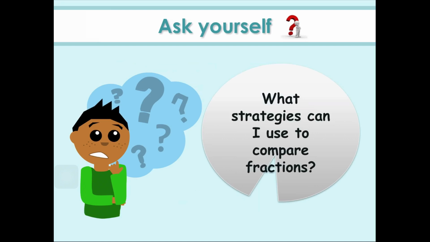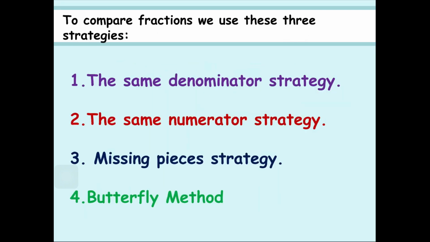So we need to ask ourselves, what strategies can I use to compare fractions? All right, to compare fractions, we have 4 different strategies. Number 1 is the same denominator strategy. Number 2 is the same numerator strategy. Number 3 is the missing pieces strategy. And number 4 is the butterfly method. So we're going to look at all of these strategies, okay?